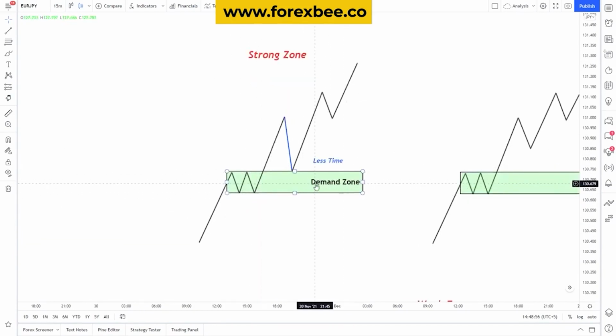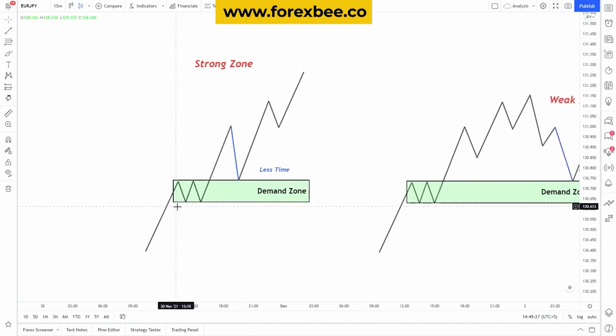In order to identify if this demand zone is weak or strong, we need to see if the price comes back to this demand zone, and how much time the price takes to come back. Because after the formation of this demand zone, the institutions will place their pending orders at this zone. So the earlier the price comes back to pick those pending orders, the stronger that demand zone is.